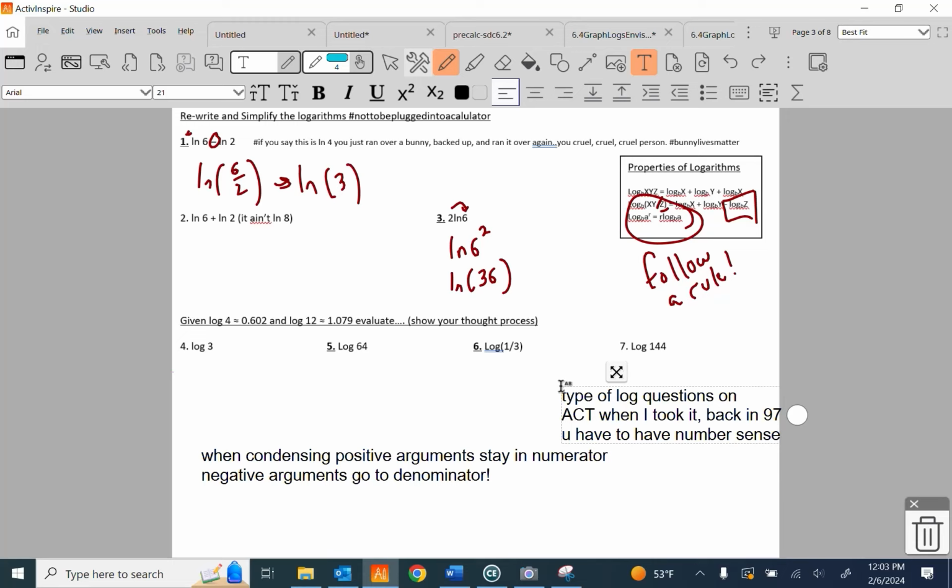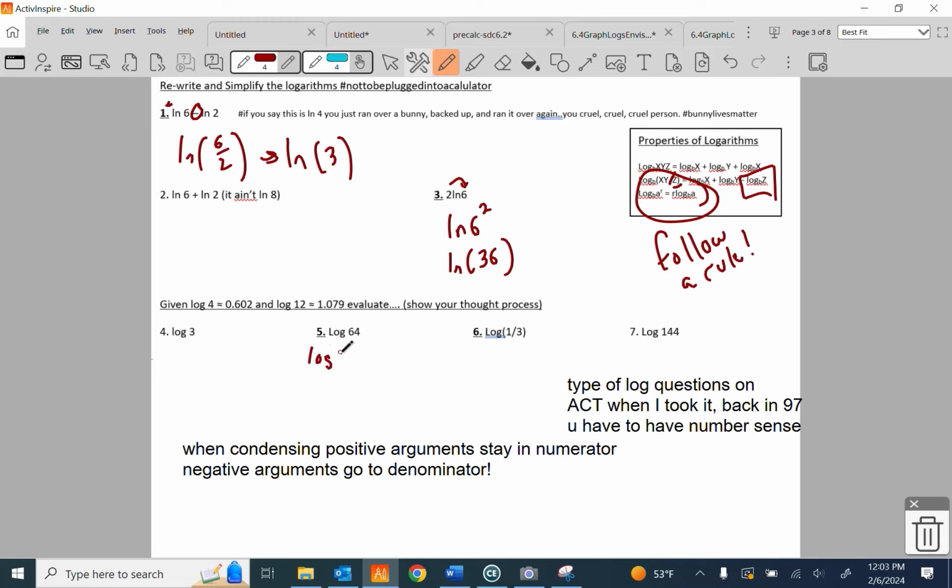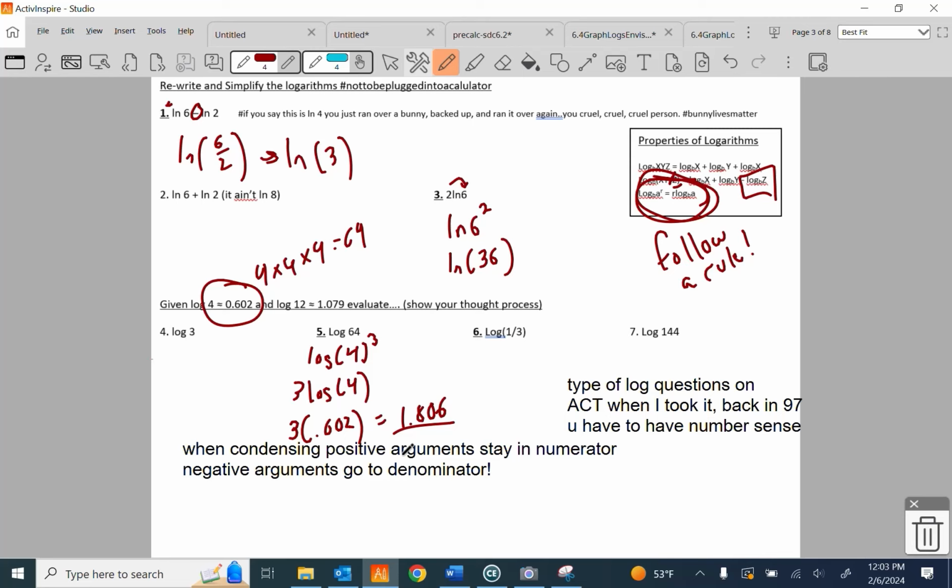And here's what I mean by that. When I look at number 5, I have log of 64. I tried to get y'all guys to get some number sense, but you just wouldn't do it. I see a 4 cubed, because 4 times 4 times 4 is 64. Then I see this property up here. It becomes 3 logs of 4. And then I look up here. This becomes 3 times 0.602, which is going to be 1.806.